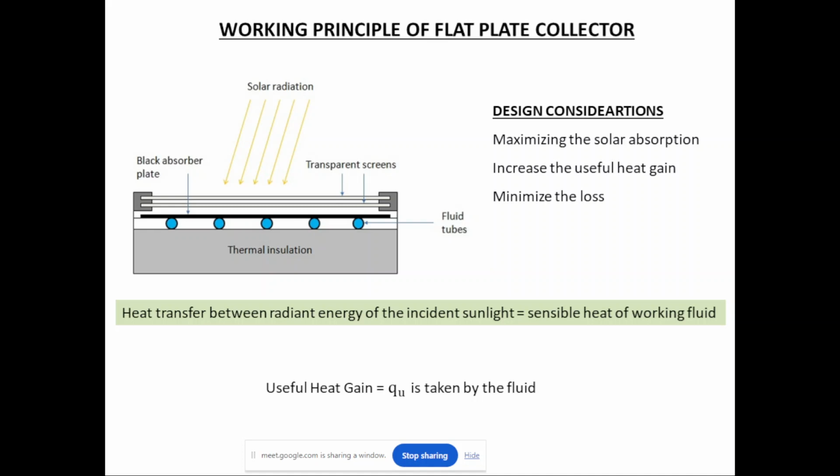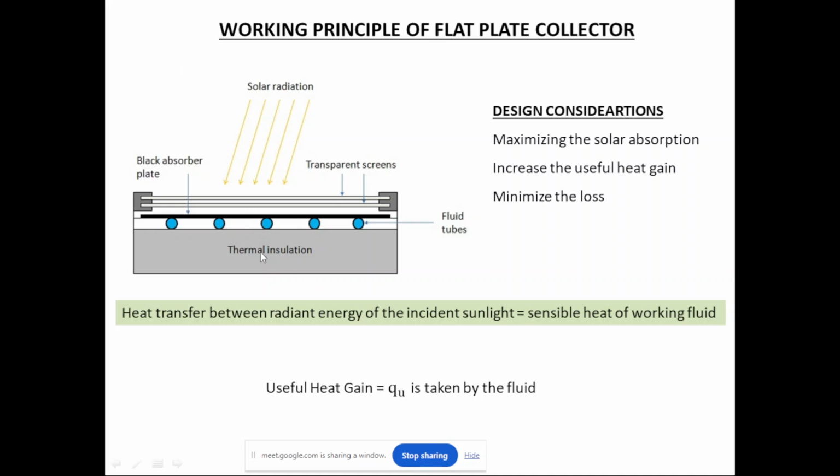And then you have the fluid tubes. So here the fluid flows, so the heat that comes to the black absorber plate is transferred through the heat transfer process of conduction and convection. It gets transferred through these fluid tubes. The fluid in the tubes gets heated up, and then the heated fluid goes into the storage units, which then can be used for a variety of applications.